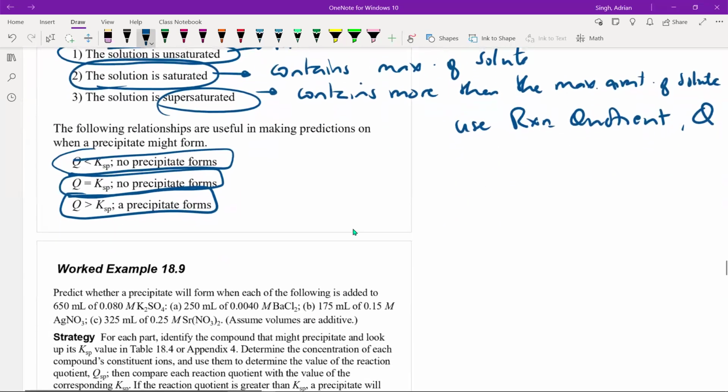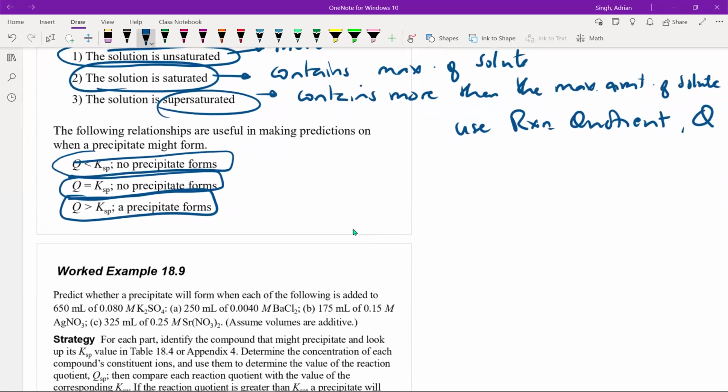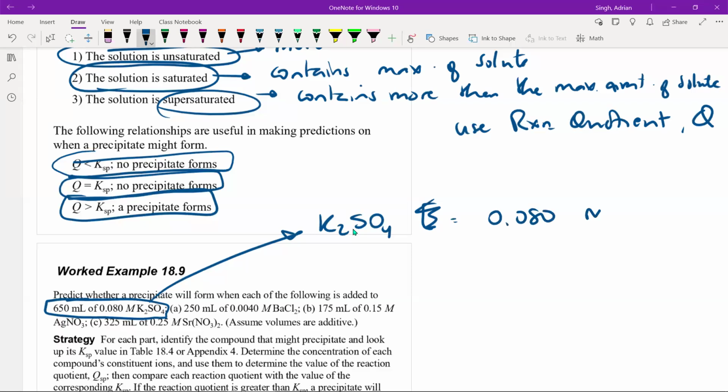So let's take a look at an example. We'll do just one of these for right now. We're going to take a look, first of all, at predicting whether a precipitate will form when each of the following is added to 650 mL of a 0.080 molar potassium sulfate solution, right? So we have K2SO4, solution concentration here is 0.080 molar, and we have 650 milliliters of that solution.